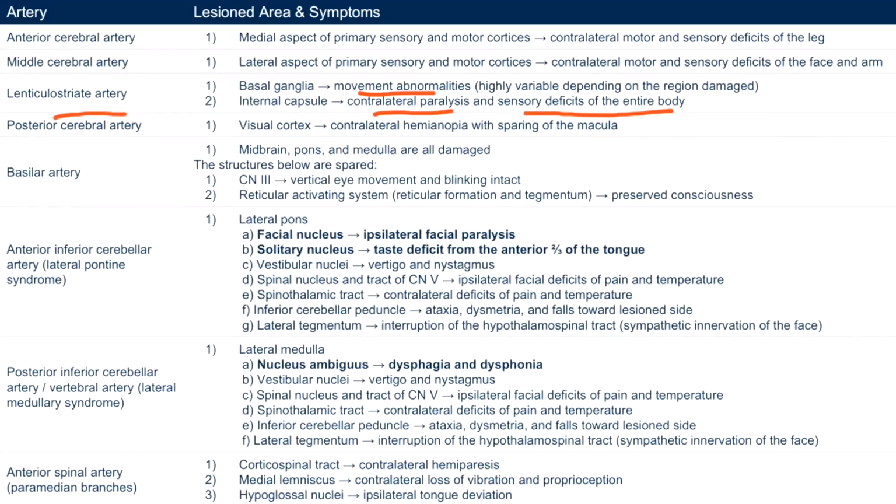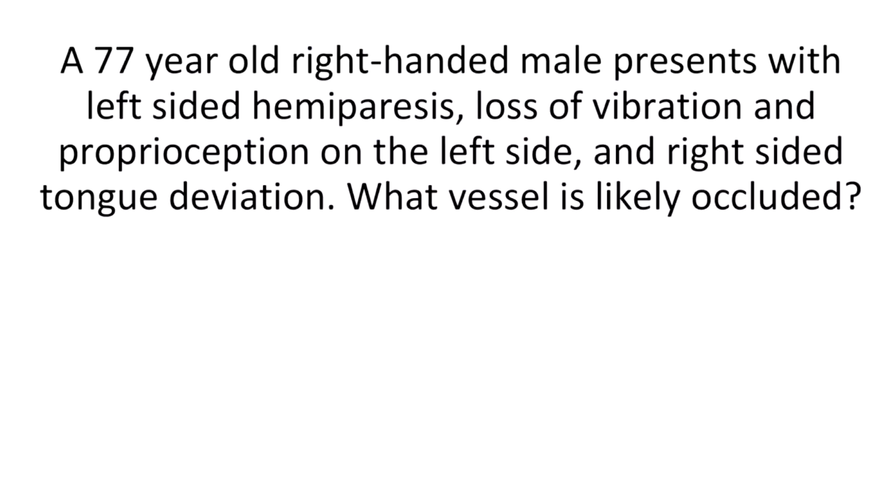Okay, let's do another question. A 77-year-old right-handed male presents with left-sided hemiparesis, loss of vibration and proprioception on the left side, and right-sided tongue deviation. What vessel is likely occluded?